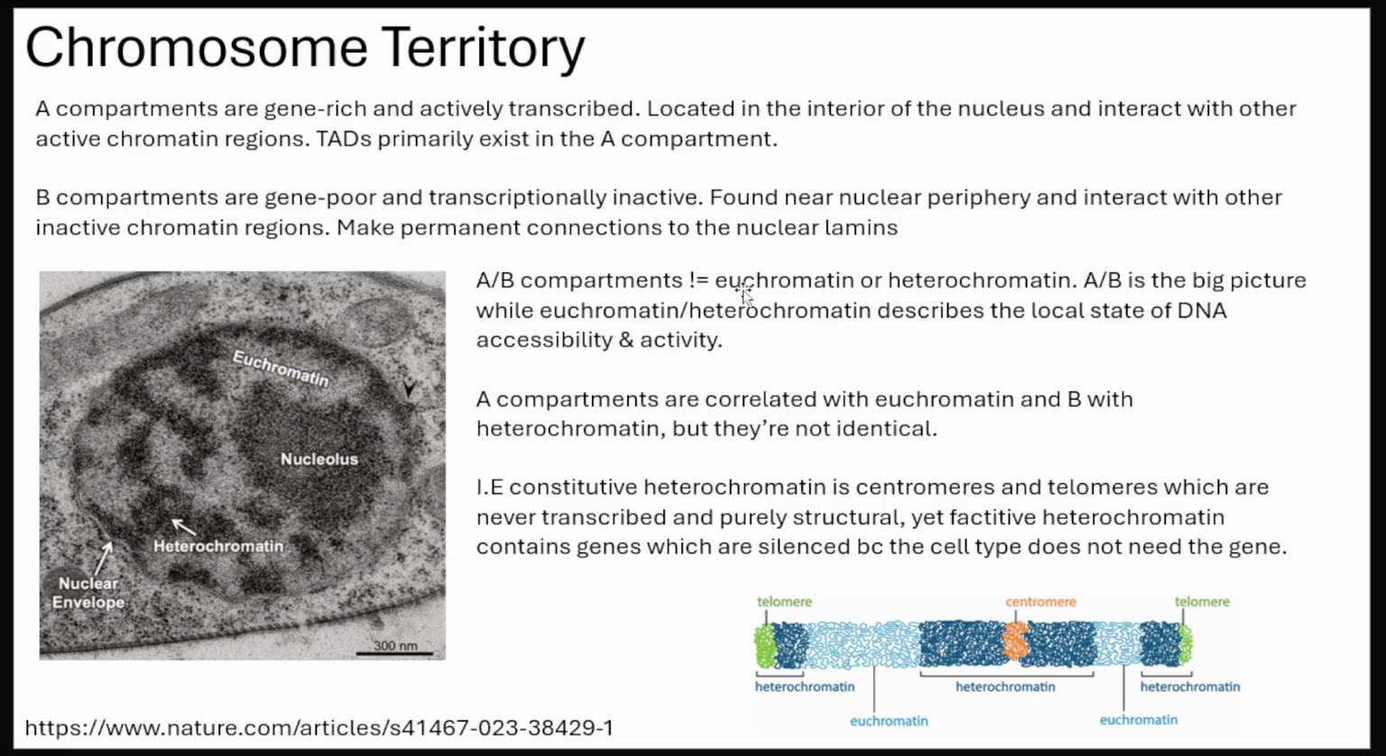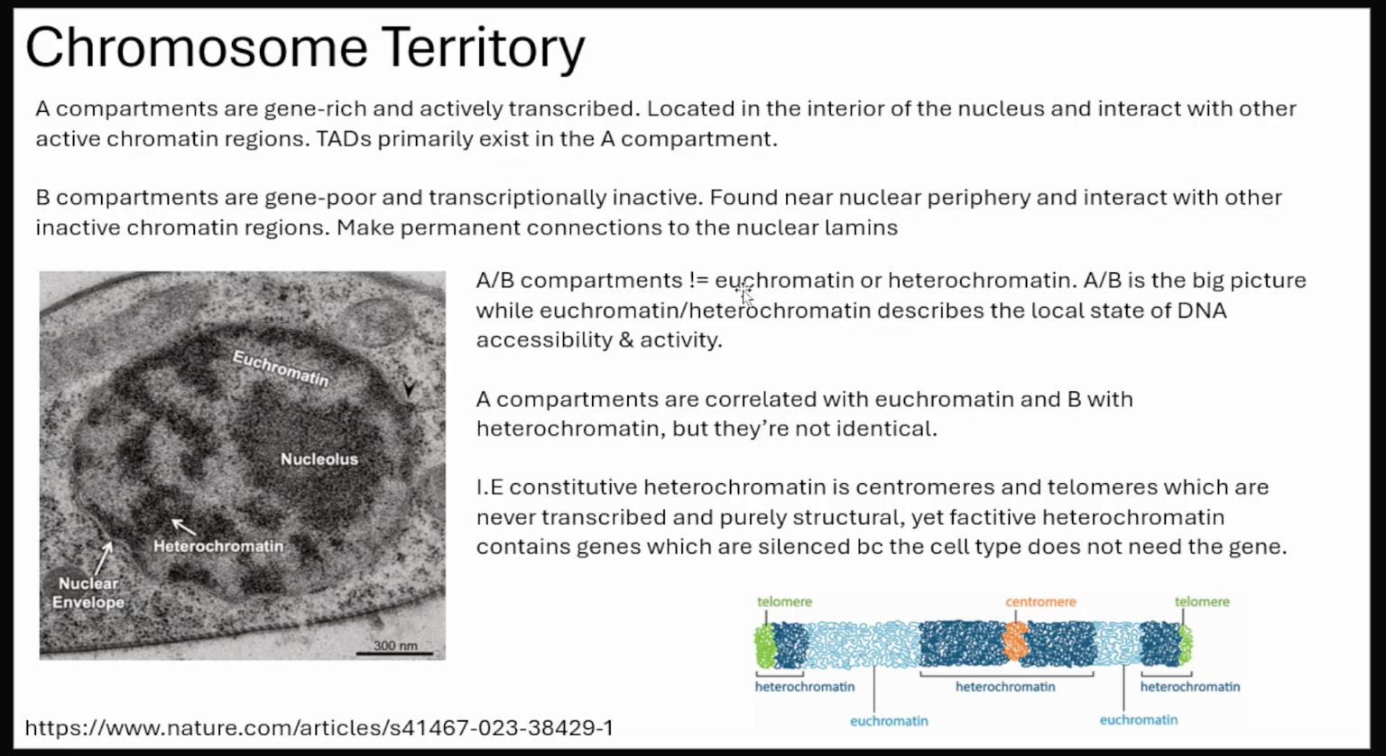Now, there's some confusion whether A-B compartments are the same as euchromatin or heterochromatin. For the most part, an A compartment is euchromatin and a B compartment is heterochromatin, but the A-B compartment is the big picture of that region. Euchromatin and heterochromatin are describing the local state of DNA accessibility. So you wouldn't find a topologically associated domain in heterochromatin because everything's condensed together, for instance, but a topologically associated domain can be between regions of heterochromatin.